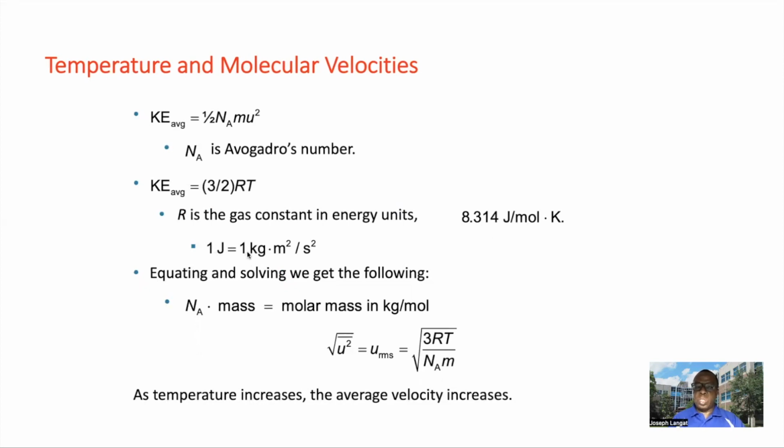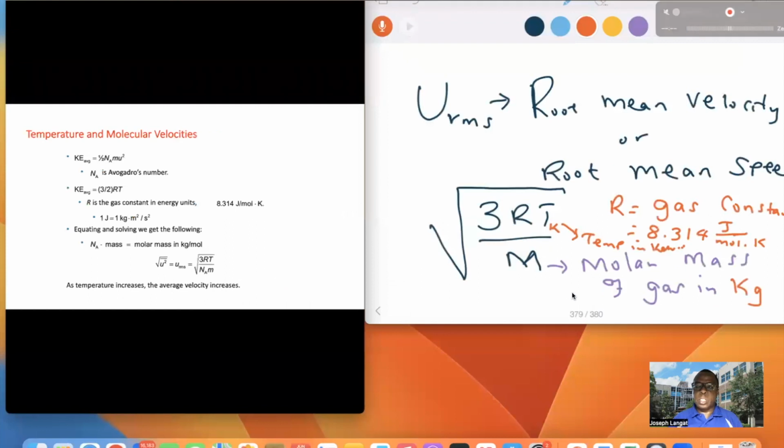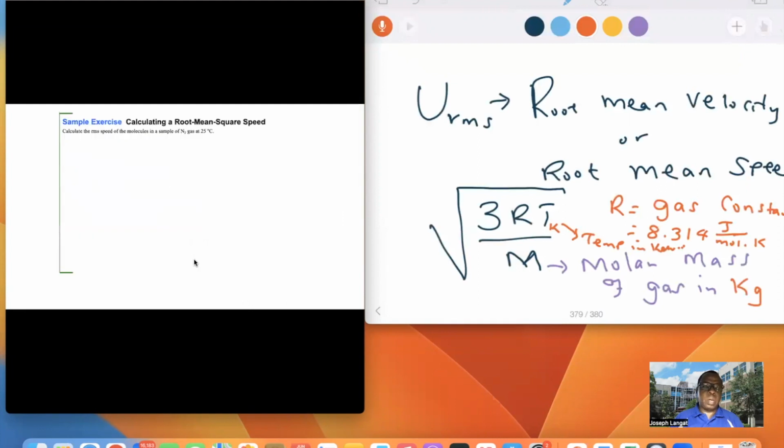1 joule equals 1 kg times meter squared per second squared. We want to relate the mass to the energy. Remember, kinetic energy here. Therefore, this explains why I say the mass has to be in kg. Molar mass of a gas has to be in kg. Because we are calculating energy, you need to change the molar mass into kilograms.